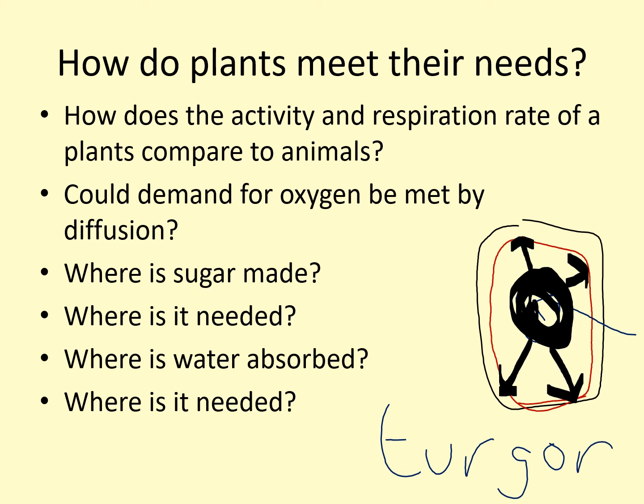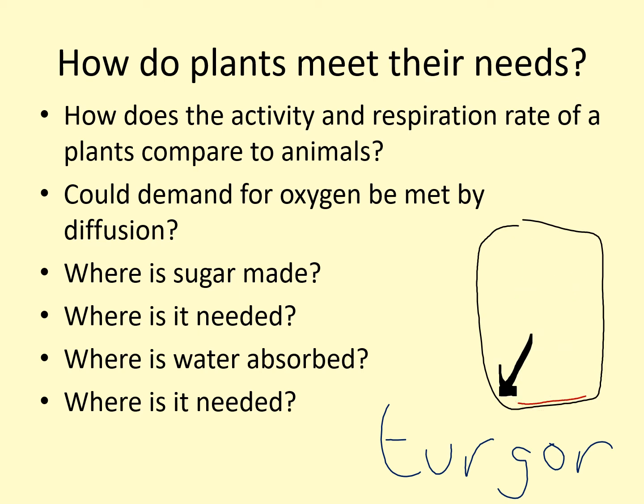So that turgor pressure is really very important, and if you don't water your plant, then that cell wall will start to move. Let's make that better. If you don't water your plant, then that vacuole will shrivel and your cell membrane might move away from your cell wall, not giving you that turgor pressure, and your plant will wilt.